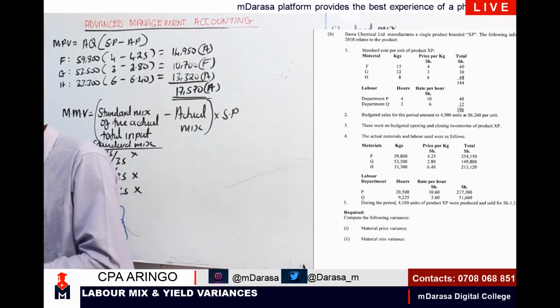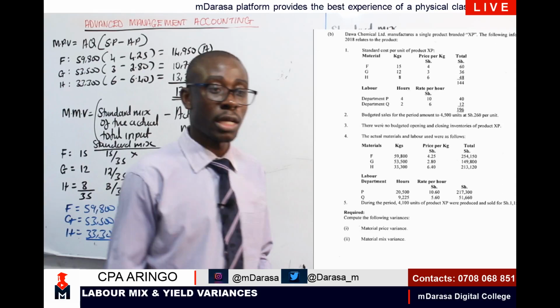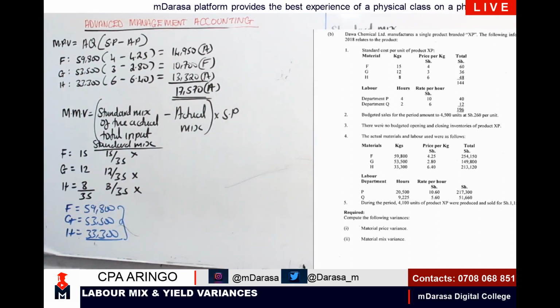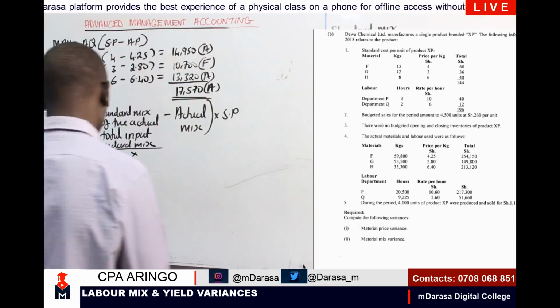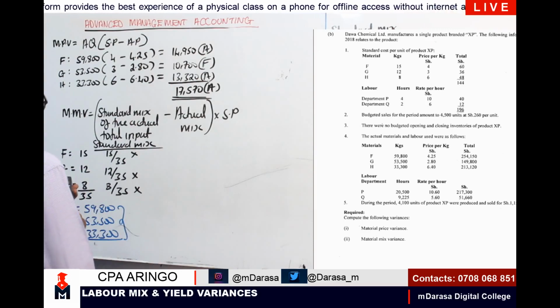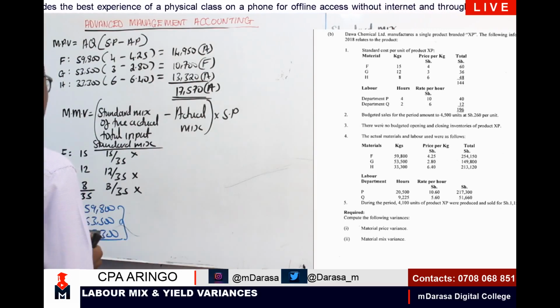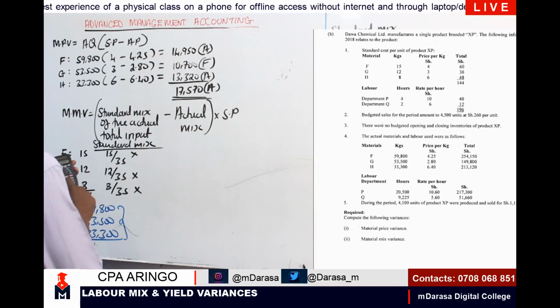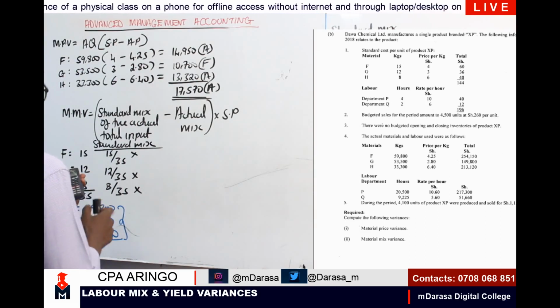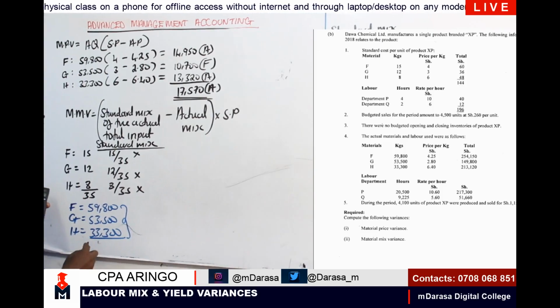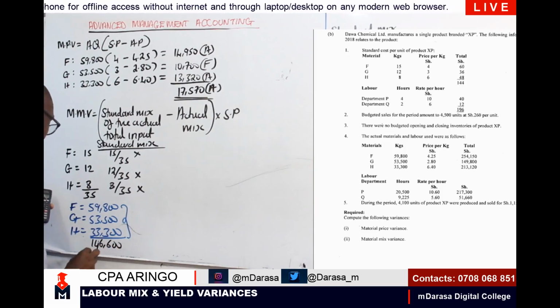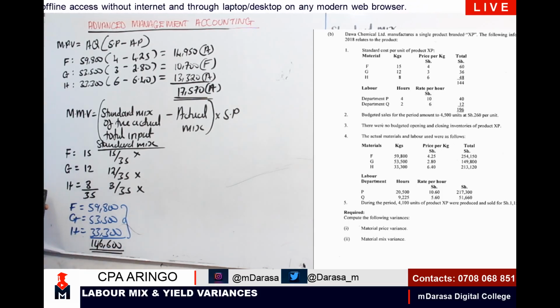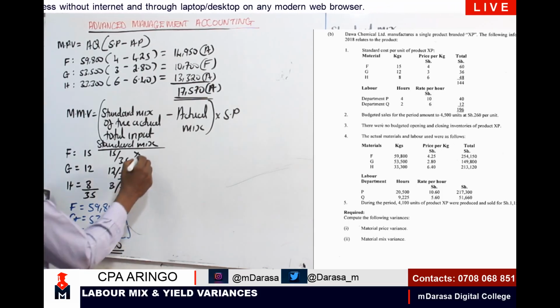In that case, clearly you can see the same concept that we had looked at earlier on is the same concept that we are applying here. So I'm having 59,800 plus 53,500 plus 33,300, which in this case should give us 146,600.